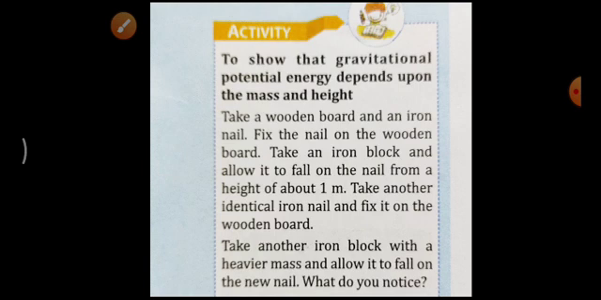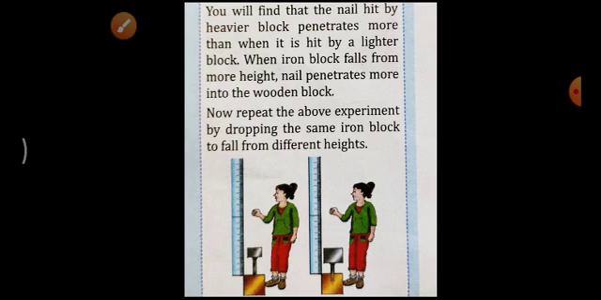Obviously the iron block which has more mass will make the nail go further inside the wooden board. In which case? In the case where the iron block has more mass. And one thing we noticed here is that both iron blocks are falling from a particular height, that is 1 meter only. So you will find that the nail hit by the heavier block, which has more mass, penetrates more than when it is hit by a lighter block.